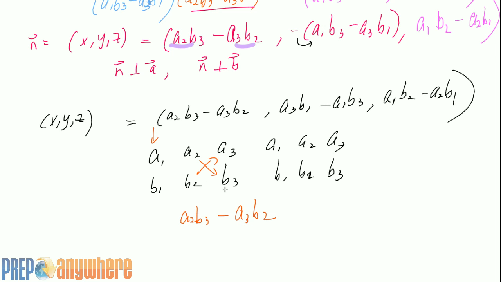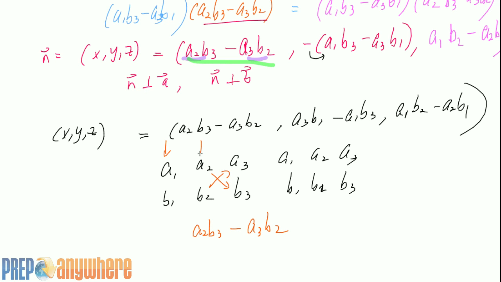Now if you want this y value, you cross this one out and you do a cross multiplication. You don't look at these two, you look at these two. So you get a3 b1 and subtract by a1 b3. Lastly, you cross that out and you cross multiply these two now. So always to the right. You get a1 b2 minus a2 b1.